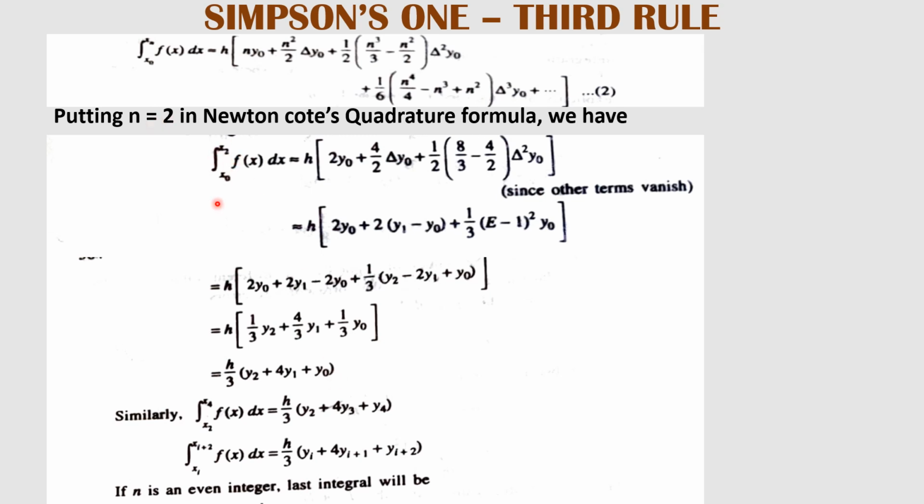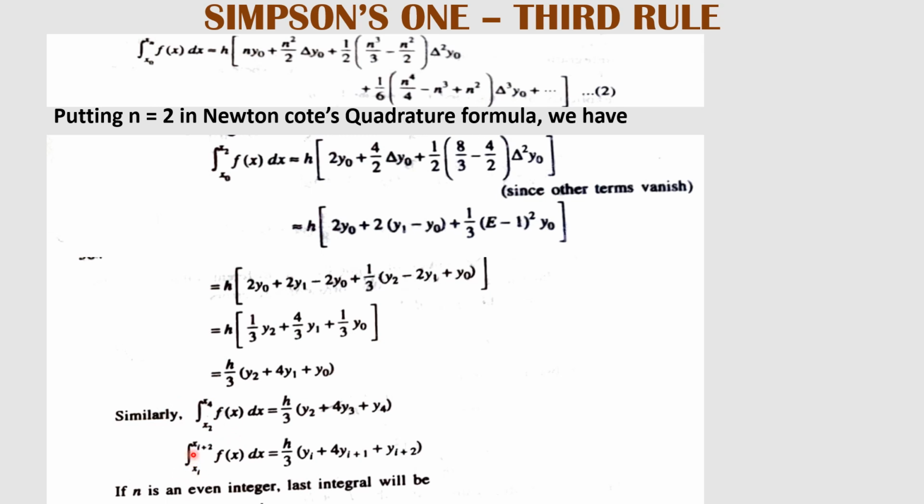Again, we started with n is equal to 2. So here we have changed the integral limits as x0 to x2. The same can be applied if we change the integral limits between x2 and x4, and therefore you will be getting h by 3 into y2 plus 4 y3 plus y4 correspondingly.